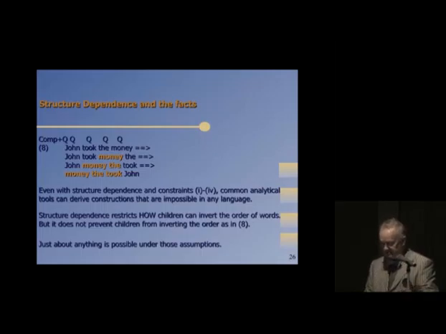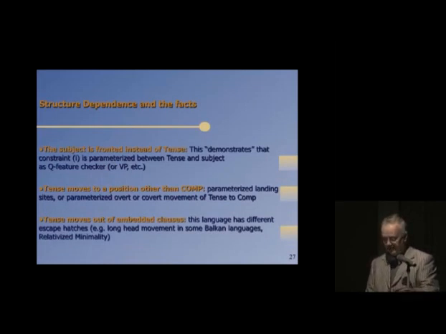I'll just give a few very brief examples. Suppose you find a language where the subject is fronted instead of tense. Well, you could say this demonstrates that constraint 1 is parameterized between tense and subject as a Q feature checker. So it's not tense that moves because it doesn't have the Q feature in this language. It's a subject that has the Q feature. So it's the one that will move. Or take another case, hypothetical again. Tense moves to a position other than comp. What do you do with that? Well, you say there's a parameterized landing site here, or there's a parameterized overt versus covert movement of tense to comp here in this particular language, and that's it.